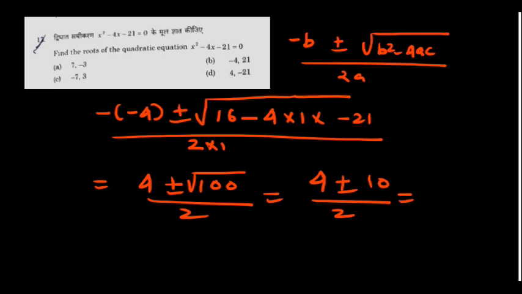So what is 14 by 2? That is 7, or 4 minus 10 is minus 6 by 2, minus 3. So 7 and minus 3 is the answer. 7 and minus 3.